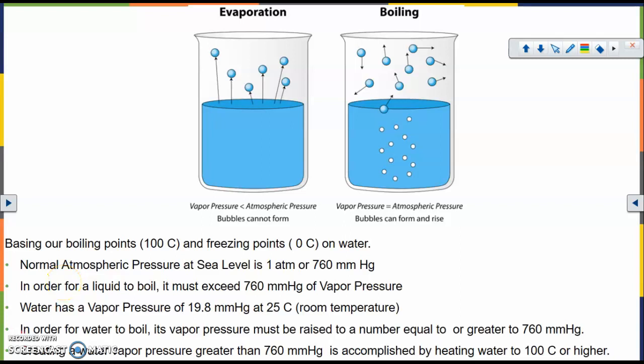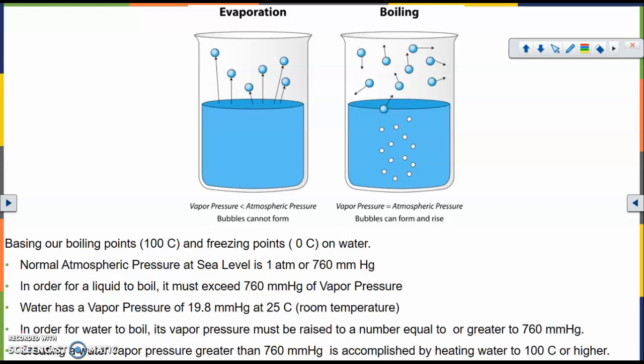Hello everyone, so in this lecture video we're going to be talking about colligative properties, okay? And colligative properties are properties of solutions, based on the amount of substance that's dissolved in it. So in this case we're talking about a pure substance. In this case we're talking about the pure substance water and the effects of dissolving something in water.